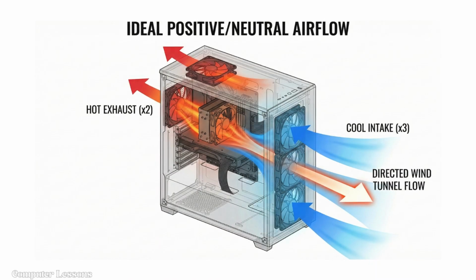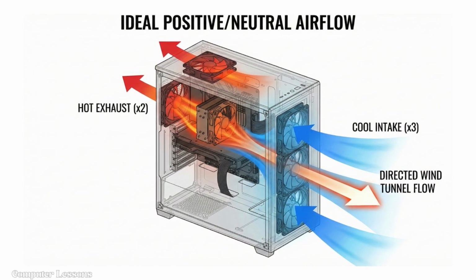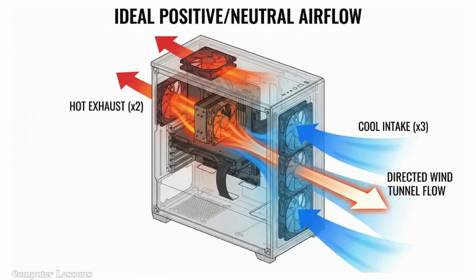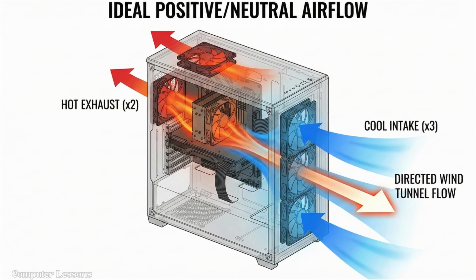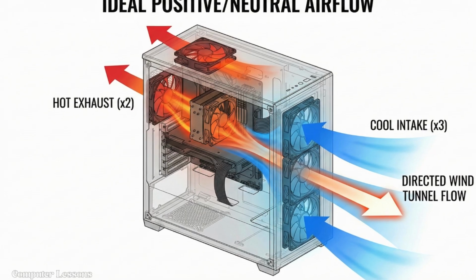The ideal setup for most people is slightly positive or neutral airflow. This usually means having 3 fans at the front pulling cool air in, and 1 or 2 fans at the rear and top pushing hot air out. This creates a directed wind tunnel, a river of air that flows smoothly from front to back.